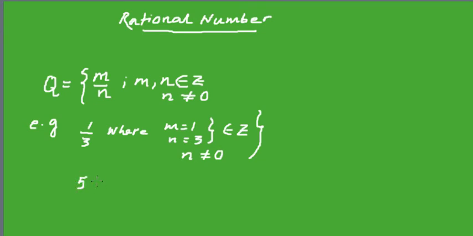Five is also a rational number, as 5 can be represented as 5 by 1, where m is equal to 5, n is equal to 1, as 5 and 1 both belong to the set of Z, meaning the set of integers, and n is not equal to 0, so it is a rational number.